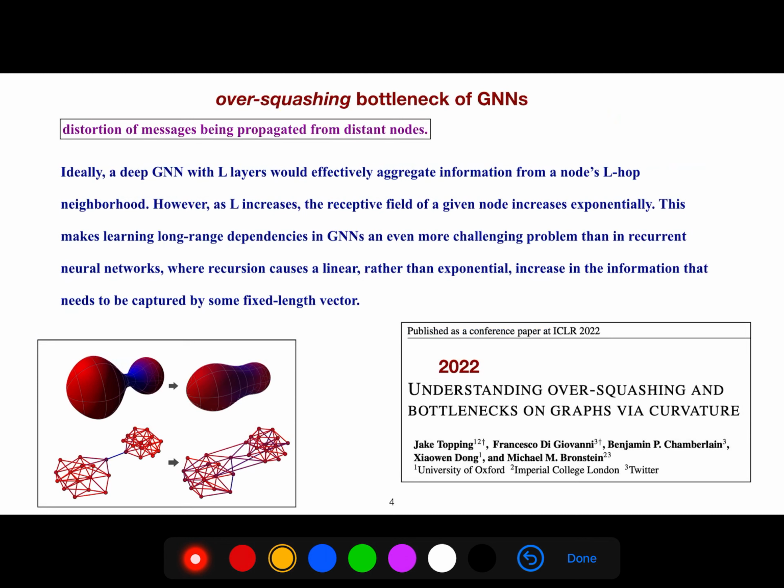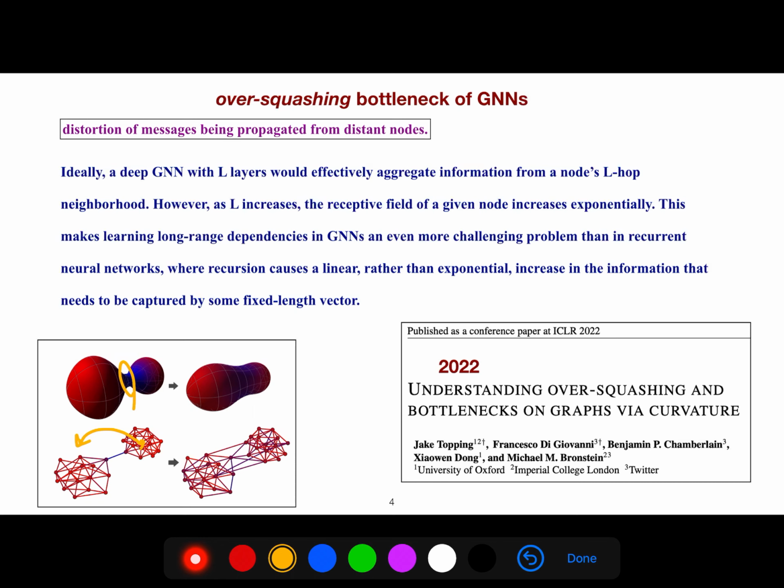You know, there is a problem with the GNN, and there is a bottleneck, and we call it the over-squashing bottleneck. It means the distortion of messages being propagated from distant nodes. So this is a bottleneck. When we want to travel from this side to the other side, there is a very low probability if you think about it in terms of Markov chains and random walks.